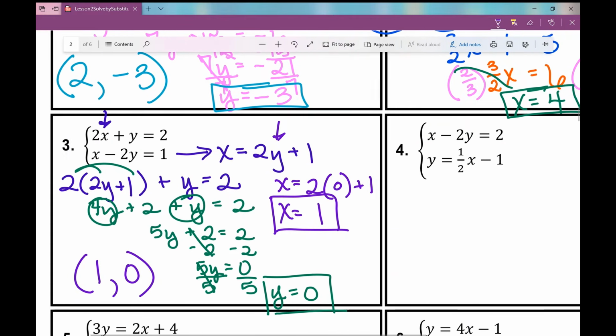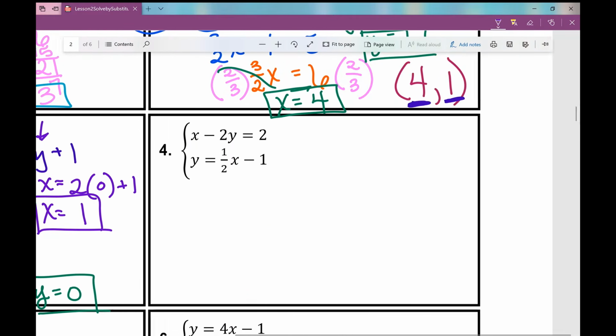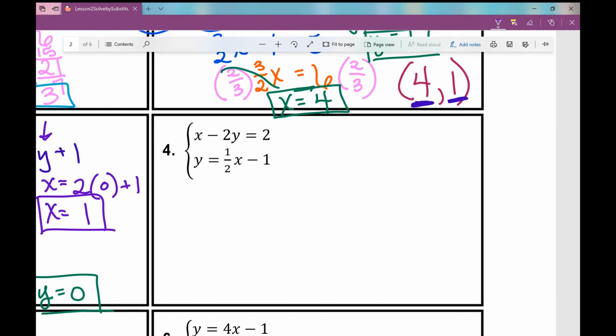We've got 3 more examples. I'm going to try to pick up the pace a little bit. Number 4. For number 4, I need to get one variable all by itself on one side of the equal sign. Well, I already have y right here, already solved for.